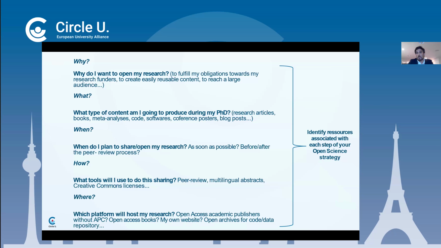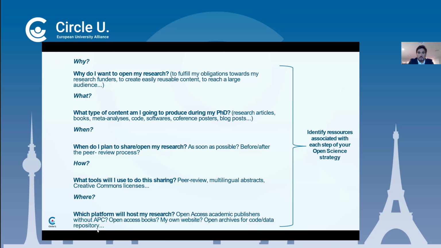Regarding the platforms, again, we've discussed open access academic publishers. We discussed the article processing charges that are way too high. The idea is to try to go diamond, so as to be able to share and have access to books and articles without paying anything. It can also be a good idea to publish through personal websites. And we've touched on open archives for code and data repositories such as Software Heritage.